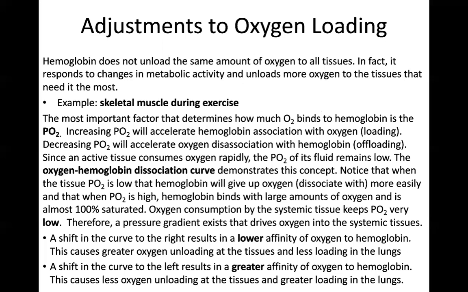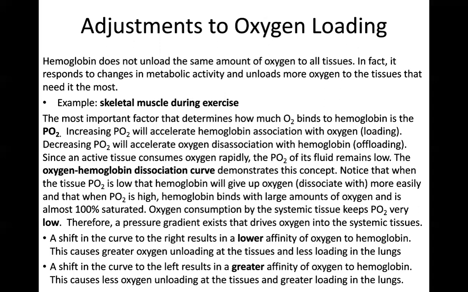We need its grip to be looser, especially our really, really working tissues, which should make sense because during exercise, when the cells of the muscles need more oxygen to produce ATP, we need to unload more oxygen to our muscle cells. Hemoglobin does not unload the same amount of oxygen to all tissues. It's going to respond to changes in metabolic activity and unload more oxygen to the tissue that needs it the most, i.e. skeletal muscle during exercise.